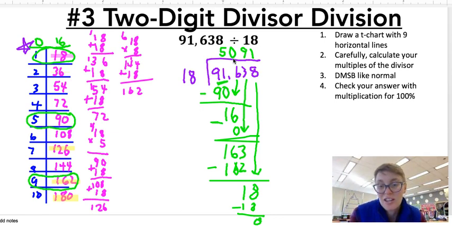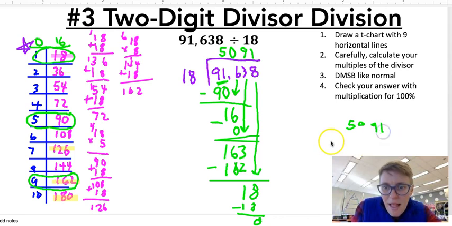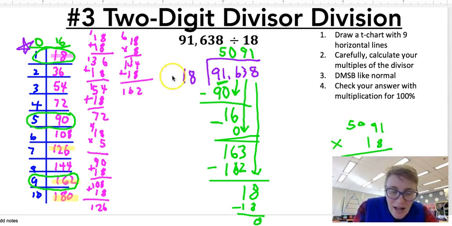So we can actually check this work with multiplication. I remember a while ago you guys used to love drawing your little 100 and being excited about doing it well. We want to get into that habit because we don't want to not check our work because it's always good as a mathematician to know you're correct. So now we're going to do 5,091 times 18. I'm doing that because 18 is my divisor. That's what I multiplied. Times 5,091 should get us back to our total.